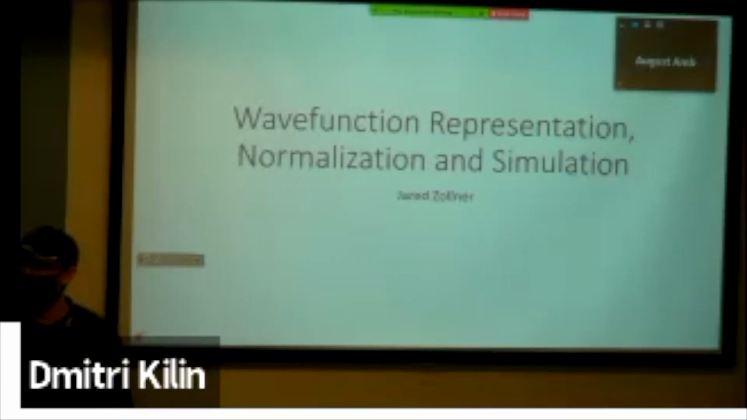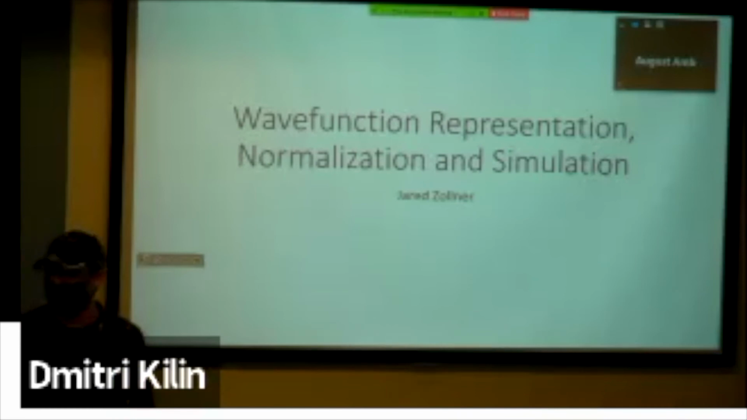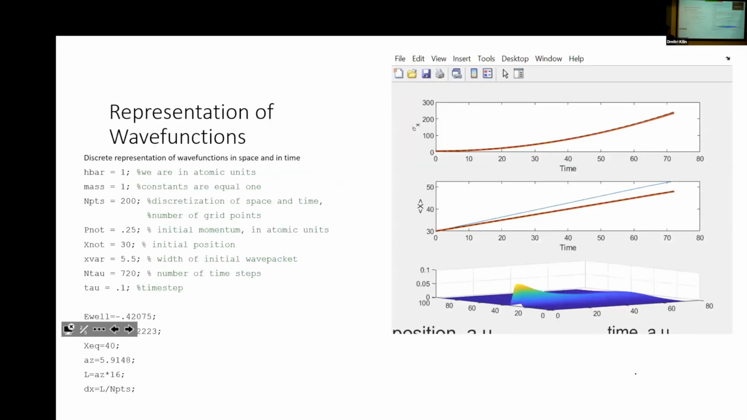So I'm talking about the wave function representation, normalization, and simulation. First, we can represent the wave functions using various graphs. On the left here is the code that we can modify, so we can change the number of num points, the initial position, the initial momentum. You can change the initial momentum and the initial position, and change the graphs that we can see. And MATLAB gives us, I believe this is called figure 4, when we run the code.